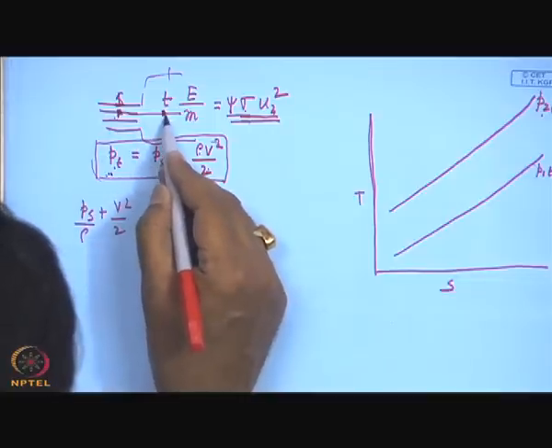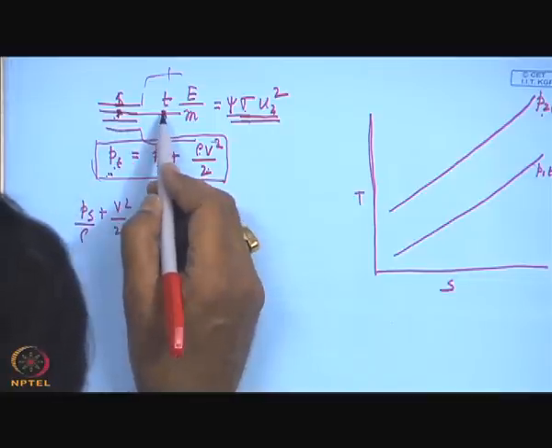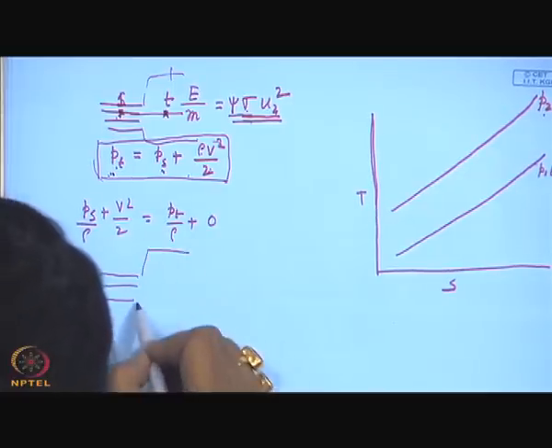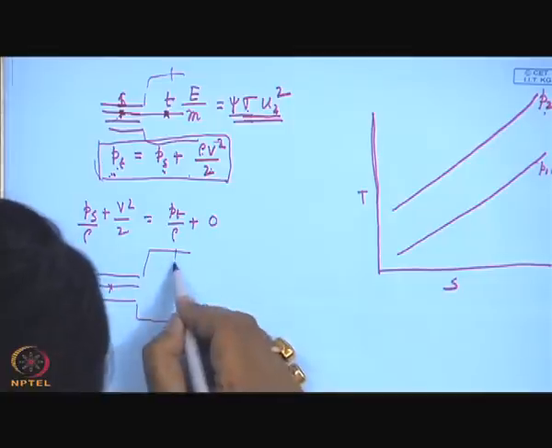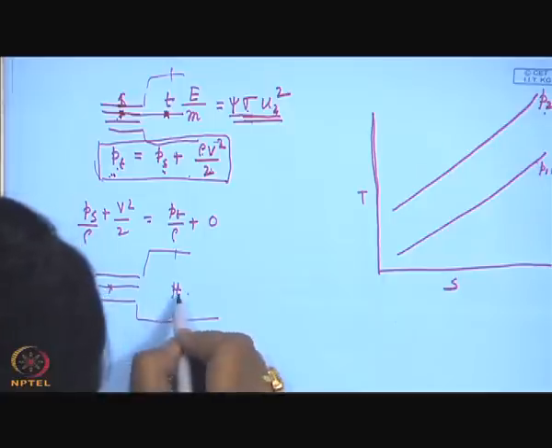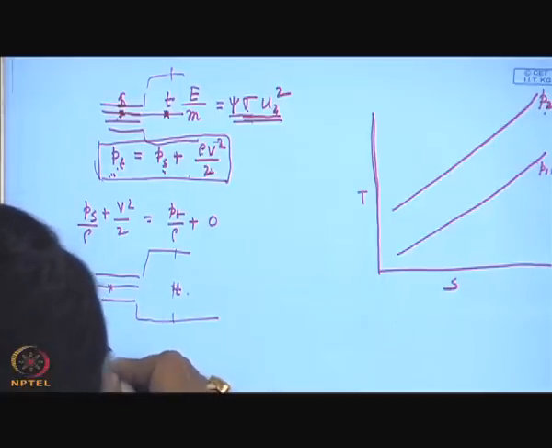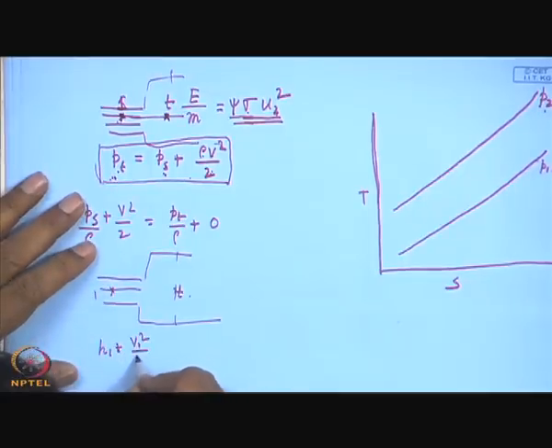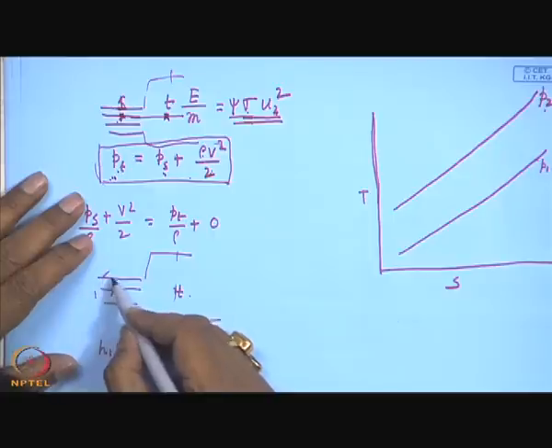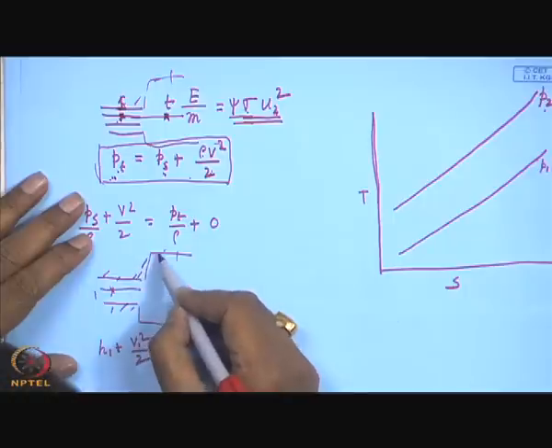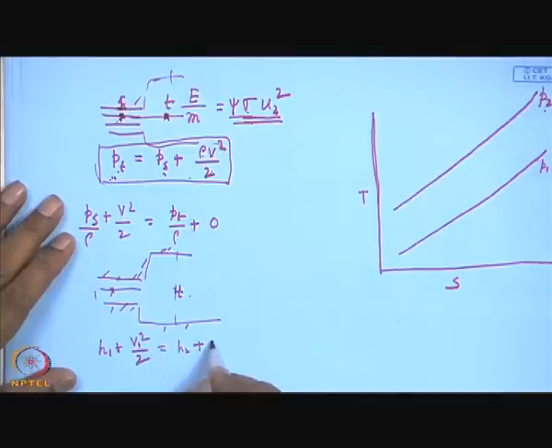Recalling this stagnation temperature concept, in a similar way, a fluid stream is being retarded from a point 1 to a point 2. If we write the steady flow energy equation, H1 plus kinetic energy V1 square by 2, and if we consider that it is done adiabatically, that means no energy interaction either in the form of heat or in the form of work takes place, then we can write H2 plus 0.